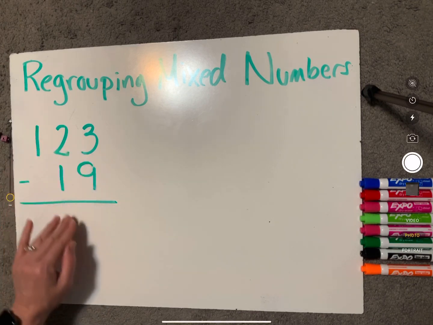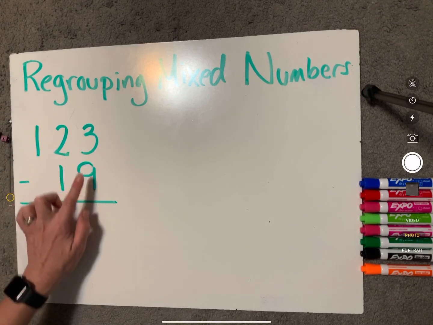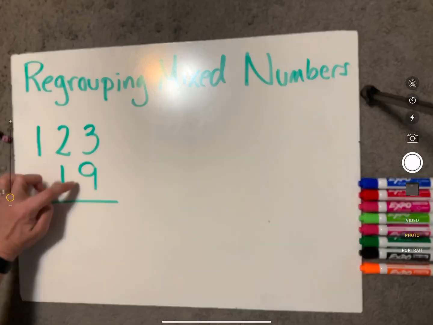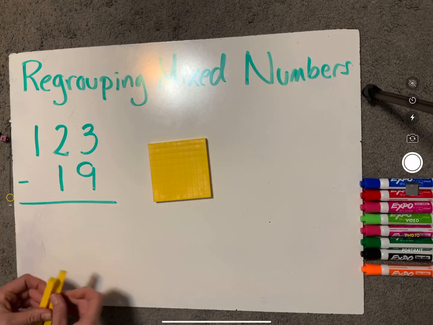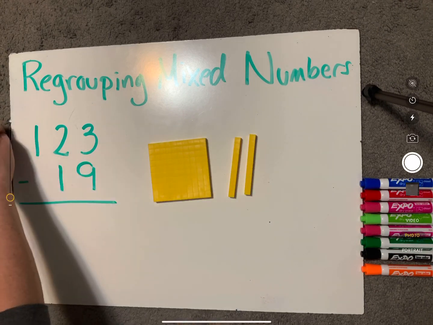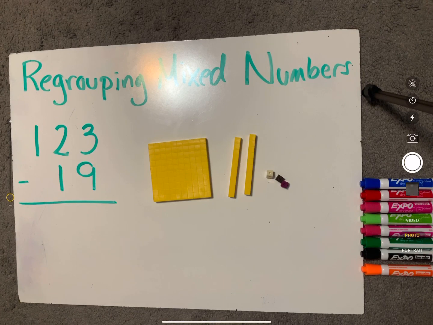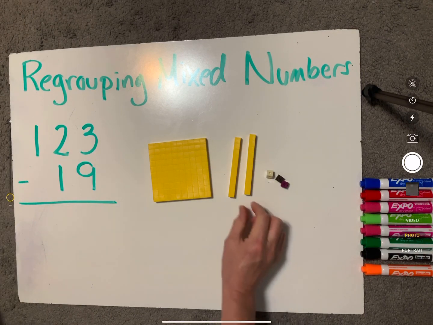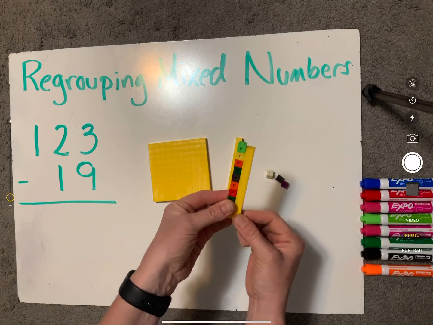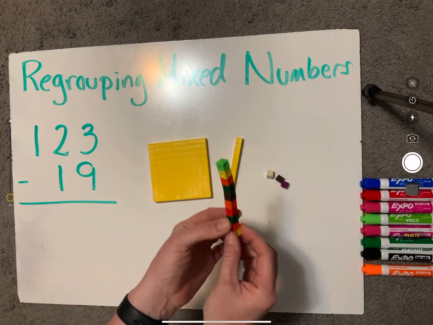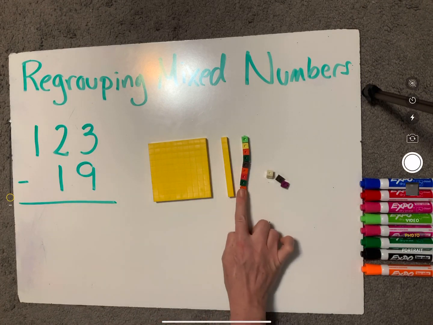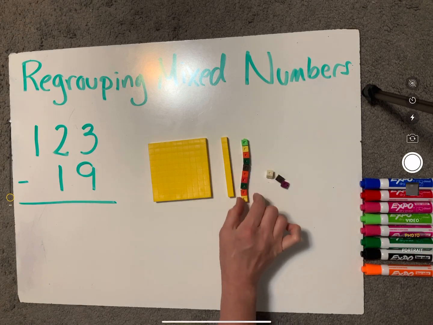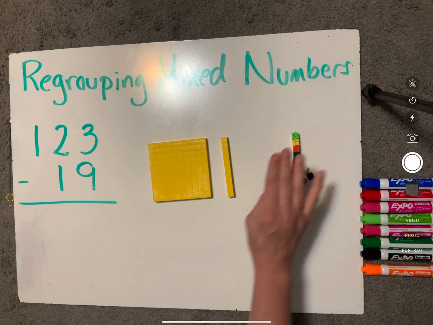Now, when we do this problem, our normal thing is that we have to regroup this because I can't take 9 from 3. So I have to go next door. Now, if I'm to build this, I have 123. Now, to take away 19 of them, I can't take 9 ones away, right? So what I'm going to have to do is actually regroup. So I'm going to take this 10 and regroup it. So we still have 123. To take away 19, I have to regroup this 10 and bring it over into the ones place.